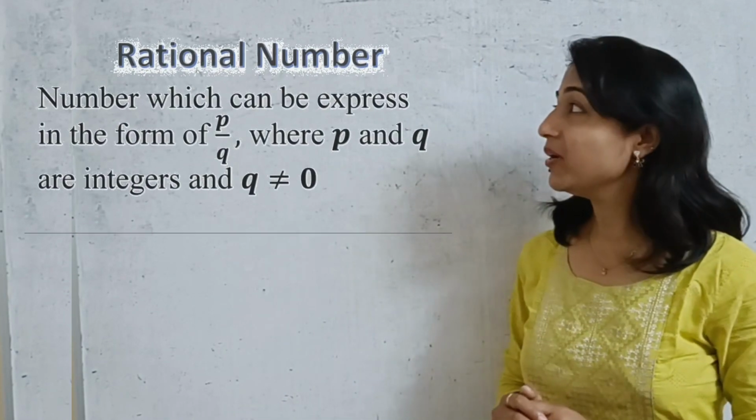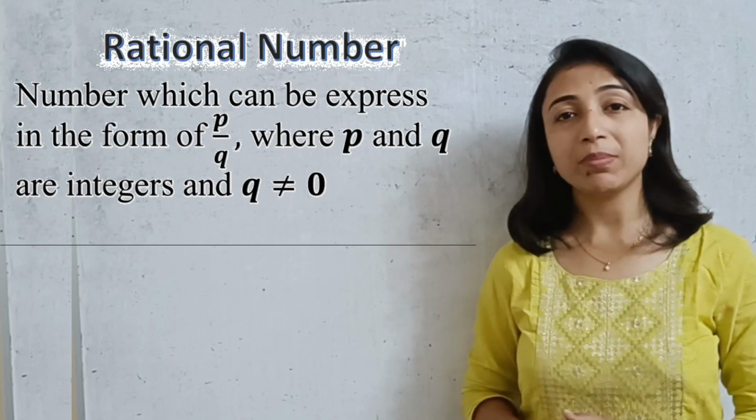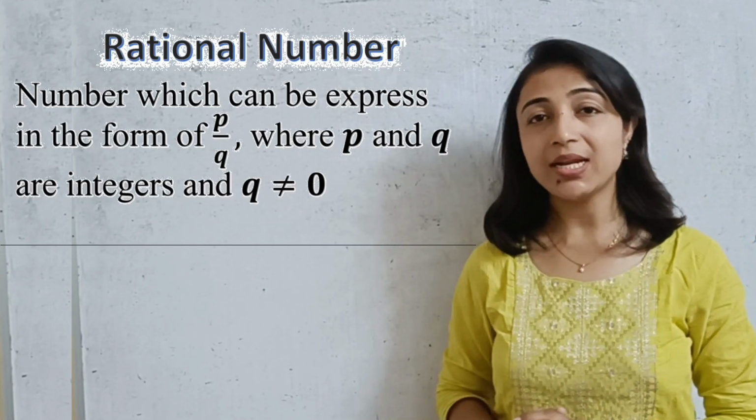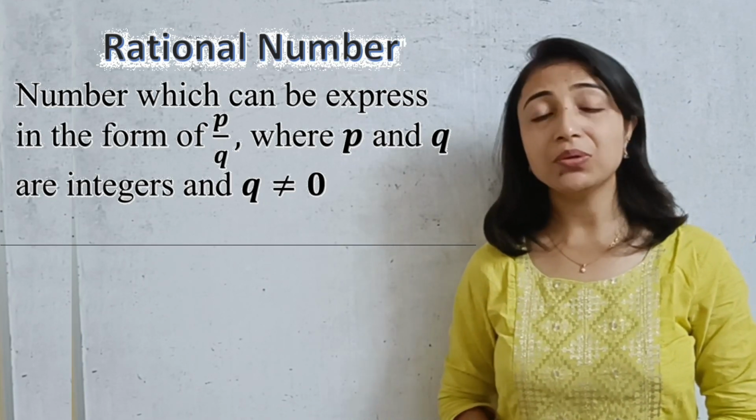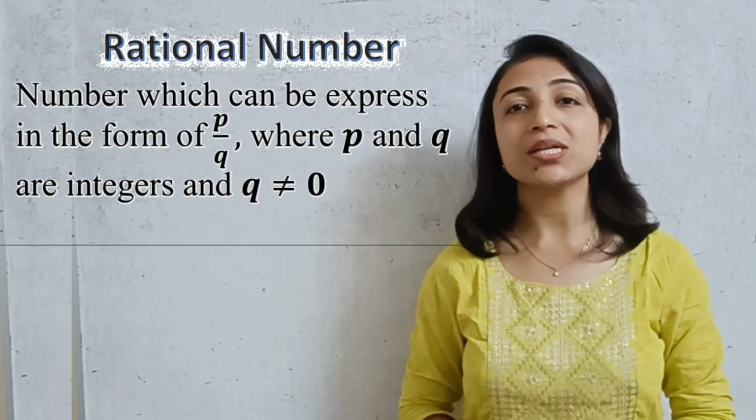In this video, we are going to discuss how to add, subtract, multiply and divide rational numbers. For that, firstly we see what a rational number is. A number which can be expressed in the form of p by q, where p and q are integers and q is not equal to 0, is called a rational number.